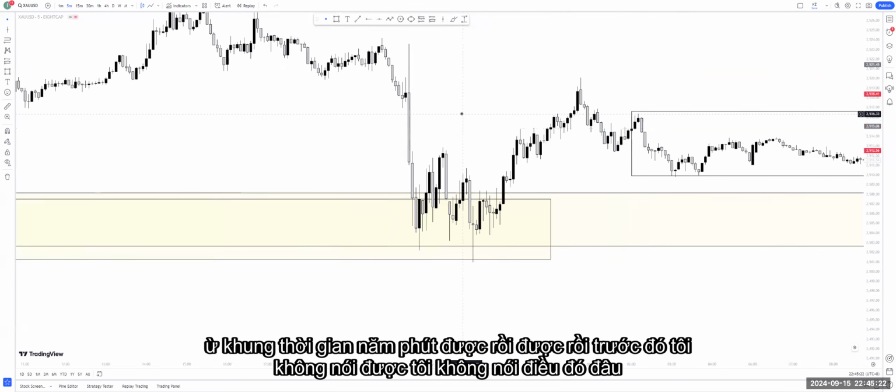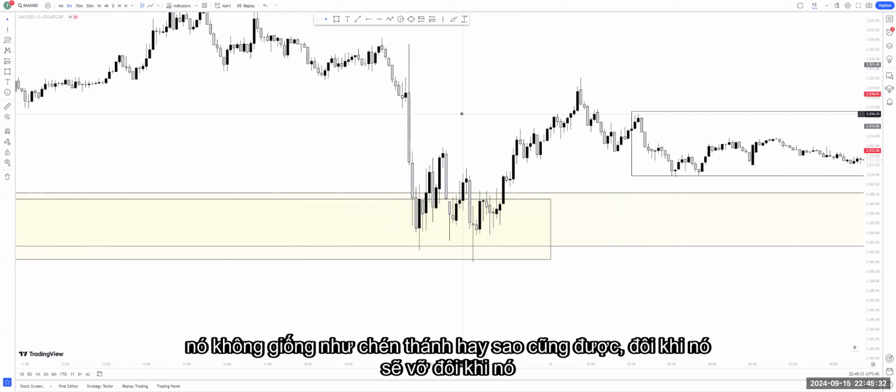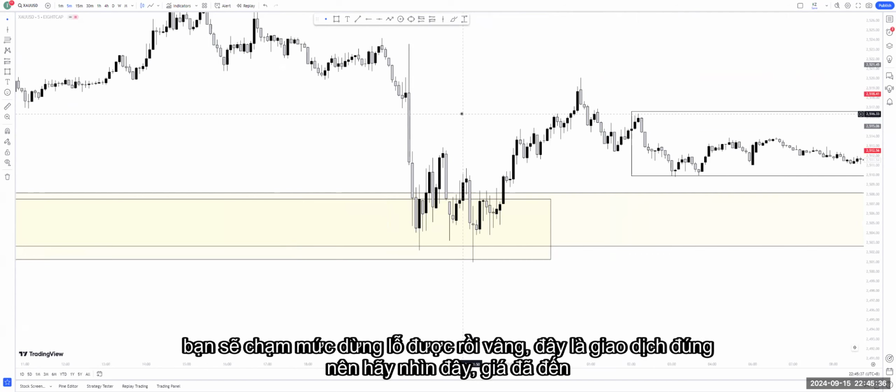Before that, I'm not saying that this 4 hour, 30 minutes, and 5 minutes is a glitch. I'm just kidding about this. It's not like the holy grail. Sometimes it's going to break, sometimes it's going to hit your stop loss. Yeah, this is what trading is, right?